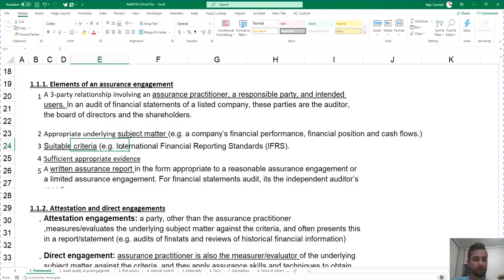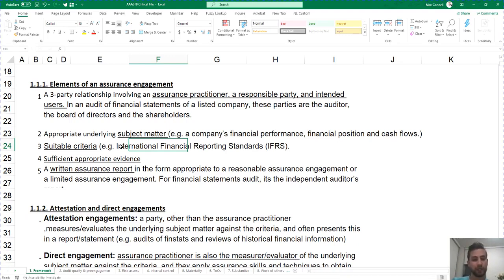It could be environmental compliance and things like that. This is just an example here. Number 4, sufficient appropriate evidence. Part of the audit approach is you need to actually request enough information, have done enough work, and go through all those processes to come to an appropriate position, or the auditor has to come to an appropriate position.